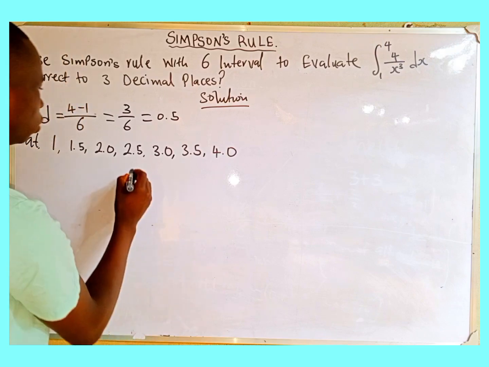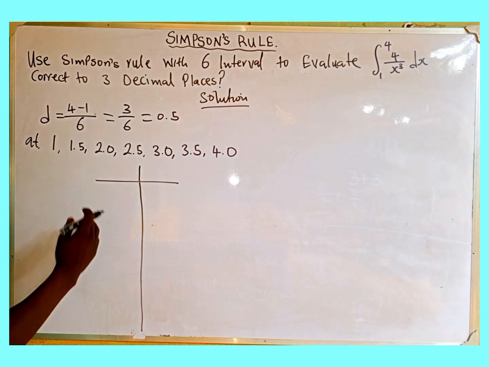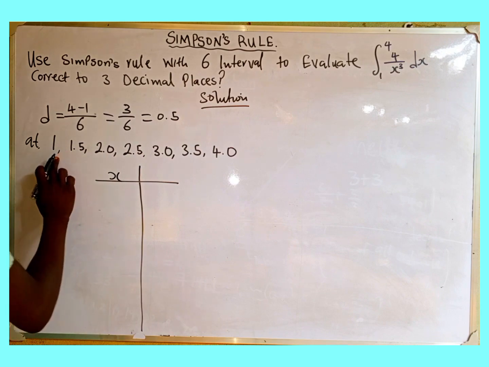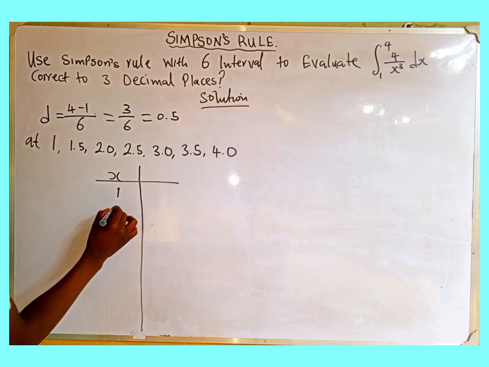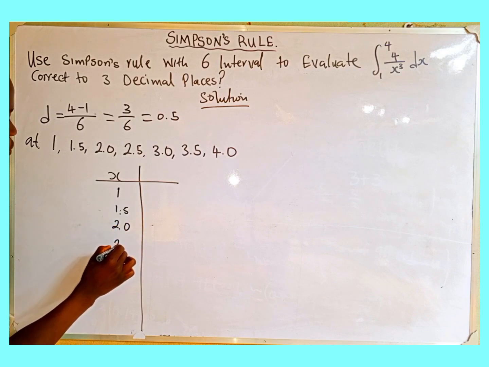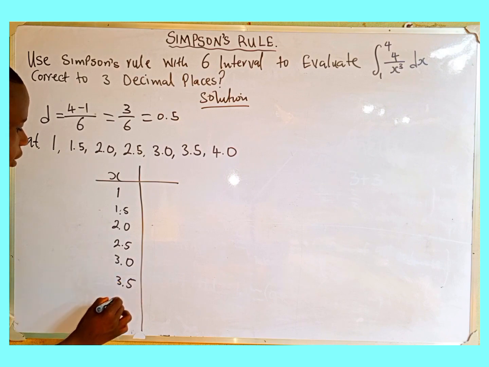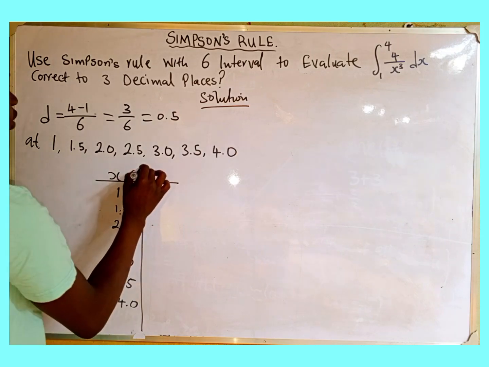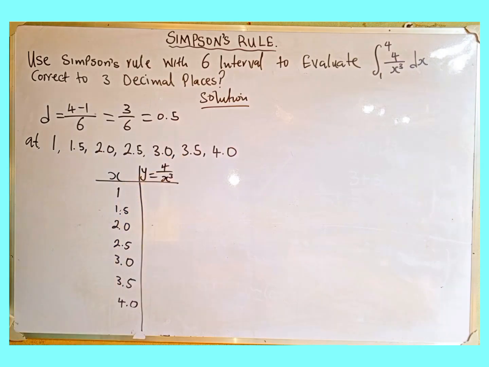The next thing we do is draw a table. Since we are integrating this function with respect to x, we put x here, and all these points go under the column for x. So the first one is 1, then 1.5, 2.0, 2.5, 3.0, 3.5, then 4.0. The next column of this table is the function, y, which is equal to 4 over x cubed.